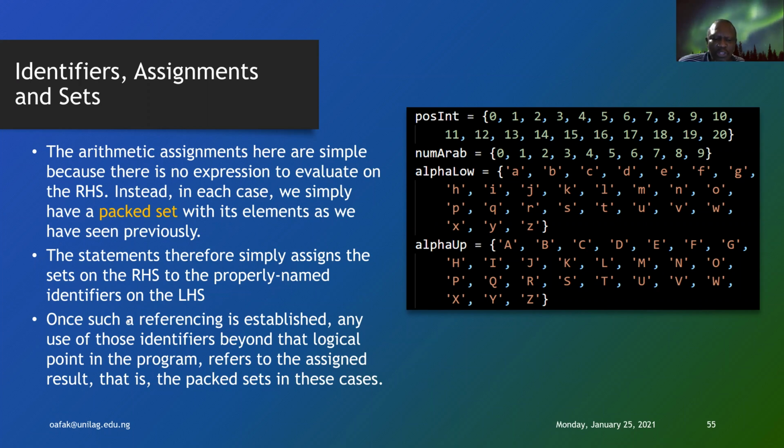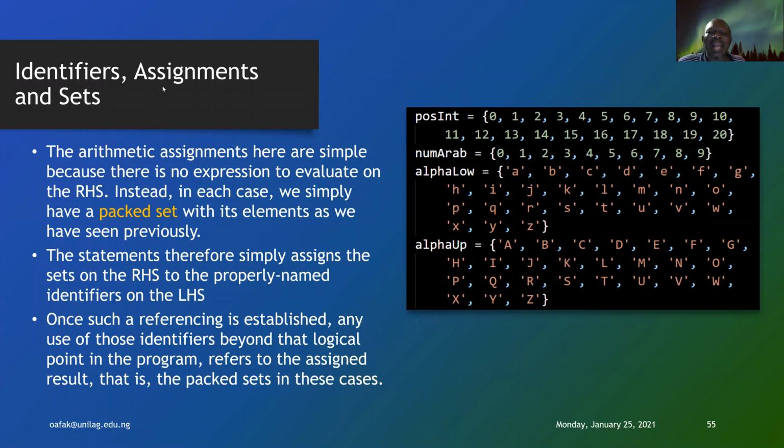Once such a reference is established, any use of the identifier beyond that logical point in the program refers to the assigned result, that is the packed set. So if you now talk of post-int anywhere else, it's referring to this set containing all of these things because it has now been identified with post-int. It is this statement that makes that connection. From now on, you can use post-int and assume that it already knows what elements it has. Before this point, if you use post-int, it will tell you it doesn't know what it is. But now, if you ask for post-int, it's going to show you all the elements that it contains.